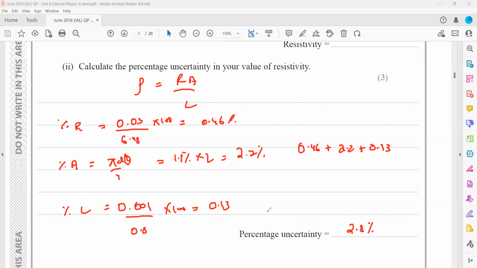So as they ask for percentage, if they ask what is the uncertainty, then we'll find 2.8% of this value of the resistivity. Like the resistivity value was 4.8 times 10 to the power minus 7. If the question was what is the uncertainty, we'd find 2.8% of this value to get the uncertainty. But because the question is calculate the percentage uncertainty, we don't have to take 2.8% of that.